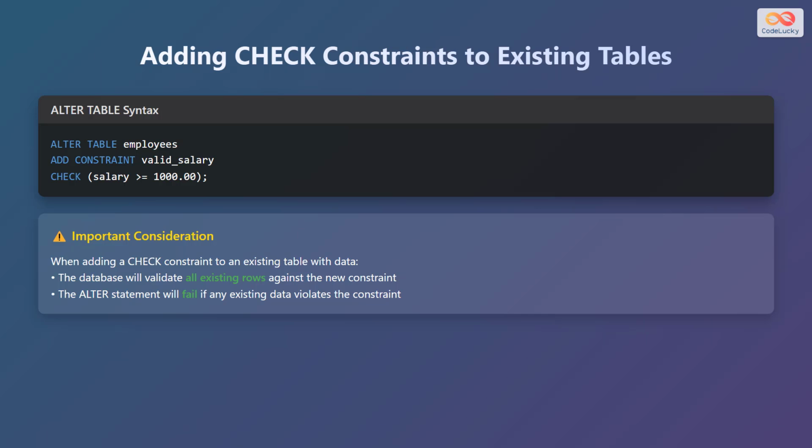Let's explore how to add check constraints to existing tables. To add a check constraint to an existing table, you can use the ALTER TABLE statement. Here's an example. Alter table Employees, add constraint valid_salary, and check if salary is greater than or equal to 1000.00. When adding a check constraint to an existing table with data, the database will validate all existing rows against the new constraint. The alter statement will fail if any existing data violates the constraint.